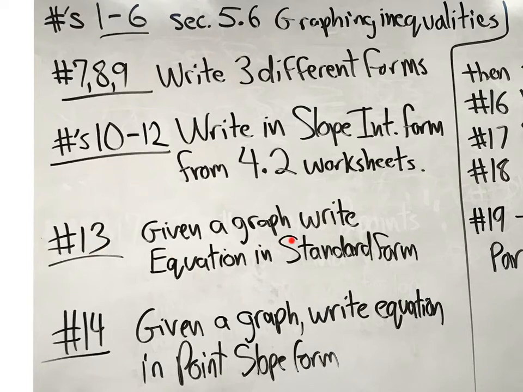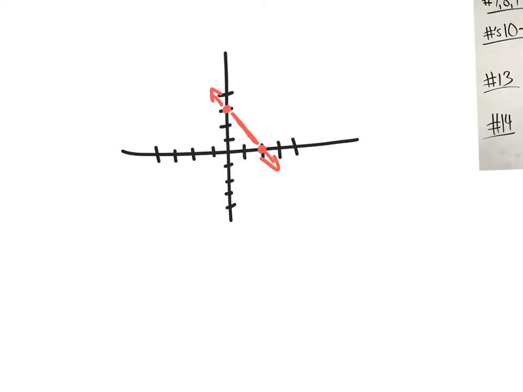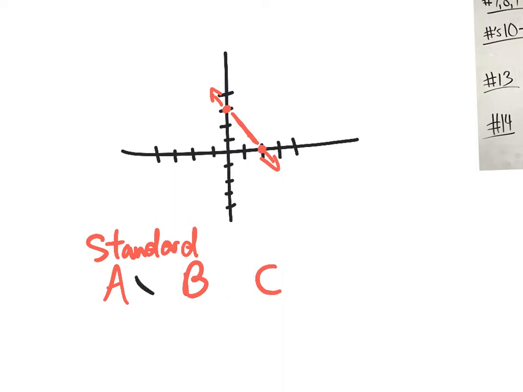It says, given a graph, write an equation in standard form. Okay? So if I did give you a graph, so ladies and gentlemen, here we have a graph. And if I ask you to write the standard form equation, that's what number 13 is. Now we know standard form is capital Ax plus capital By equals capital C. Now, we cannot write standard form looking at a graph.